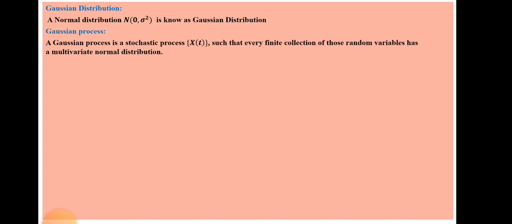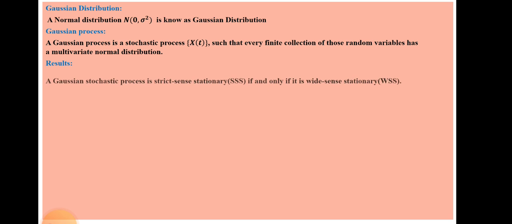A Gaussian process is a stochastic process x of t such that every finite collection of those random variables has a multivariate normal distribution. Each and every collection is a normal distribution with mean 0, variance sigma square. Normal distribution means like that only, right? Mean 0, variance sigma square.